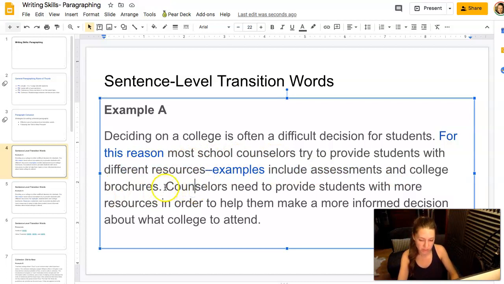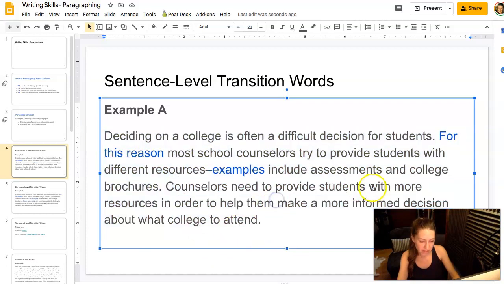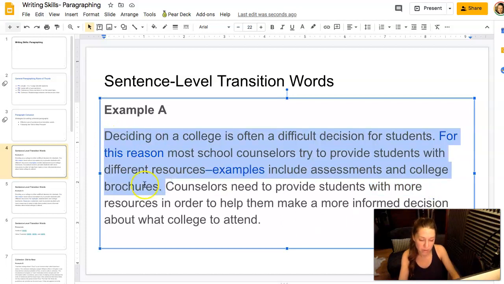Now, how about this last bit? This isn't the most interesting bit, right? So we've got problem, here's a solution, here are examples of this kind of solution. Final sentence, counselors need to provide students with more resources in order to help them make a more informed decision about what college to attend. How does this sentence relate to what came before? Well, the fact that students need more and they need to make a more informed decision suggests that the status quo, or what most counselors are doing, isn't enough. So giving assessments and college brochures isn't enough.